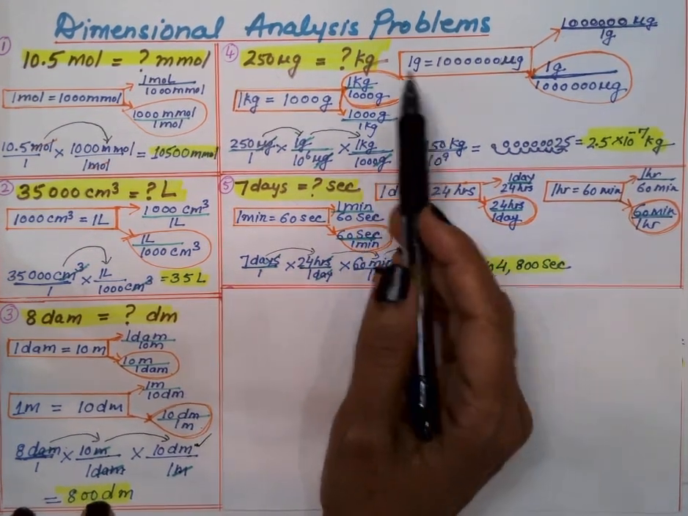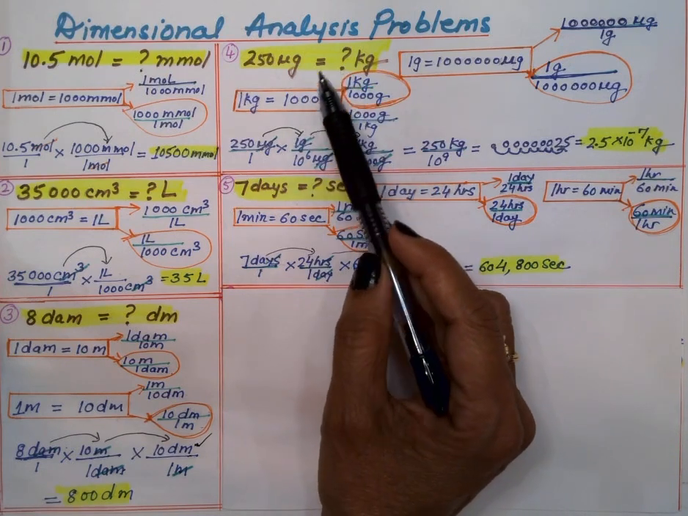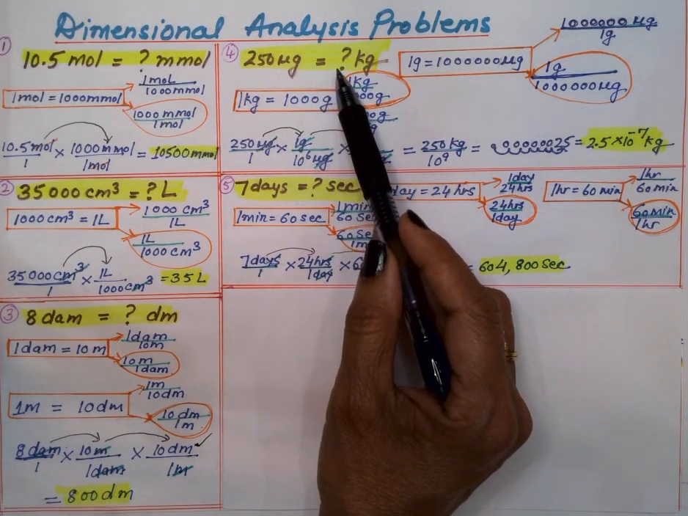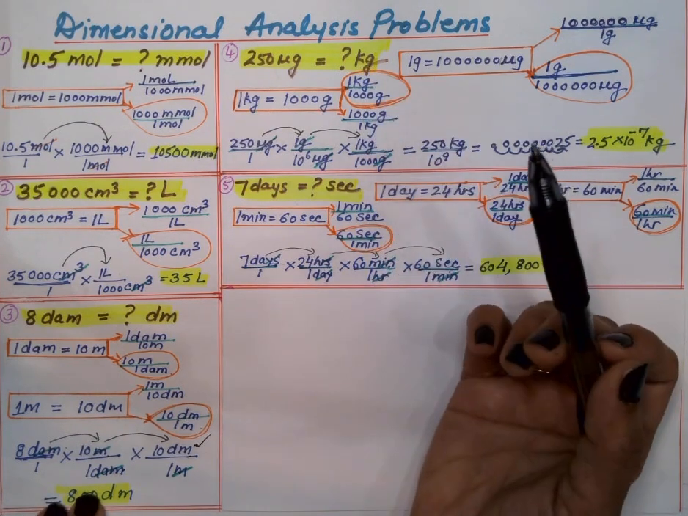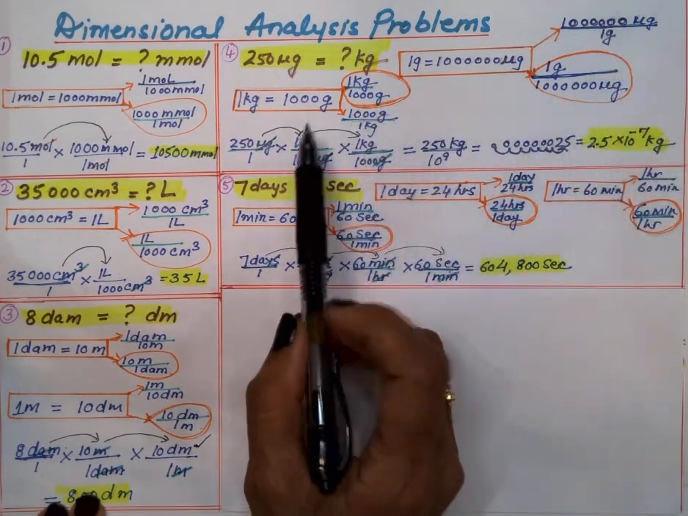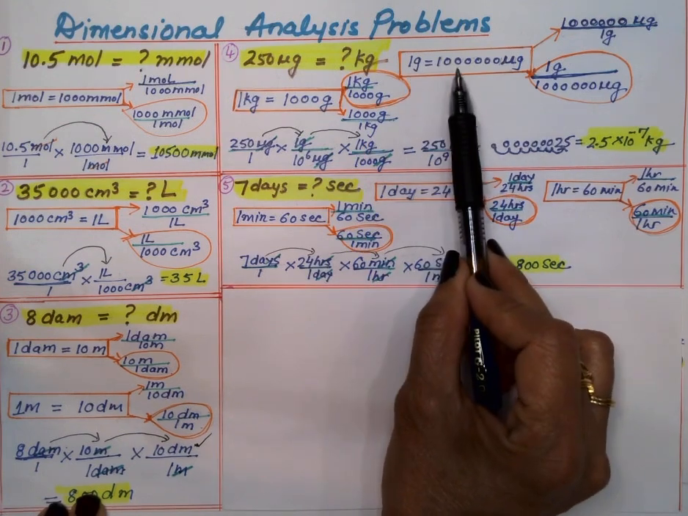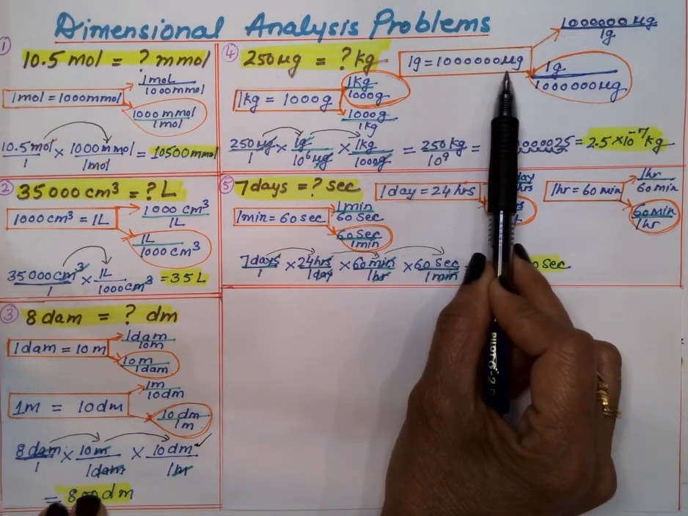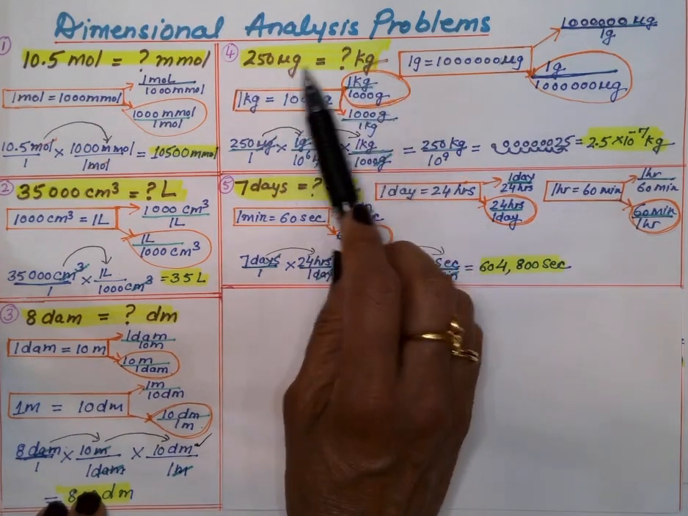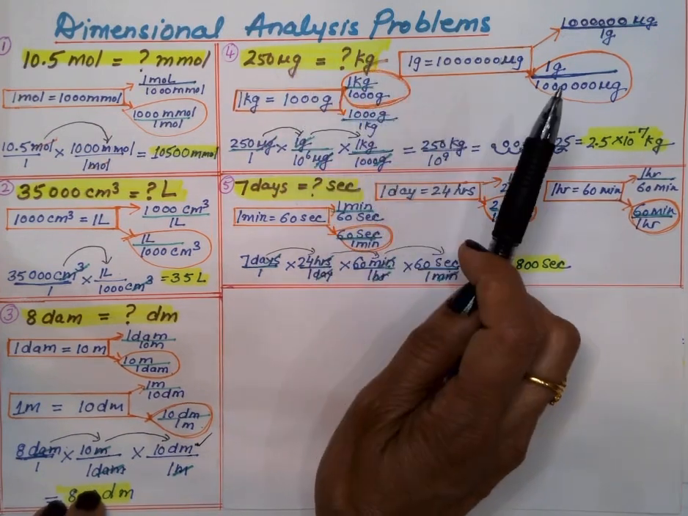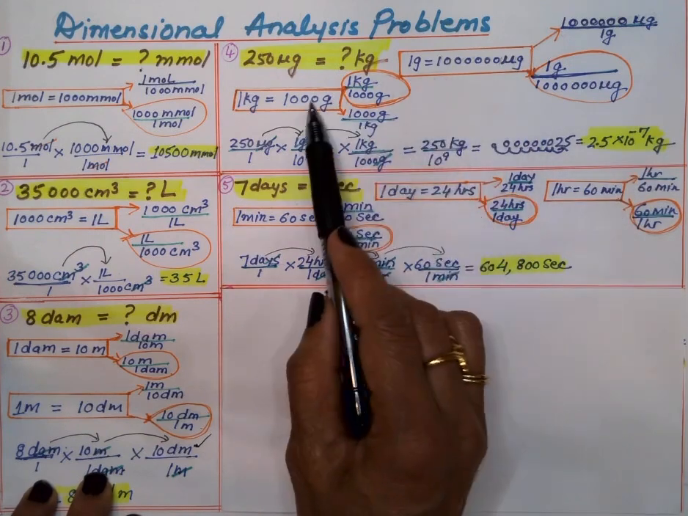Let's do the fourth problem here. 250 micrograms is equal to how many kilograms? Now what you have here is one equivalent, and this is another equivalent. Again, they are not directly connected to each other. That's why, using two conversion factors, these are the two equivalents.